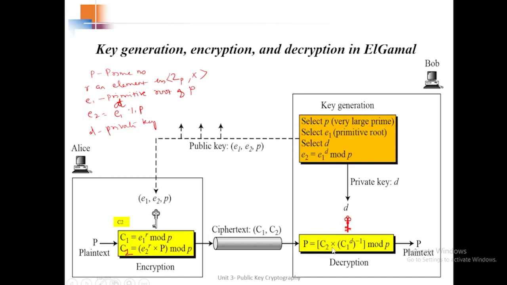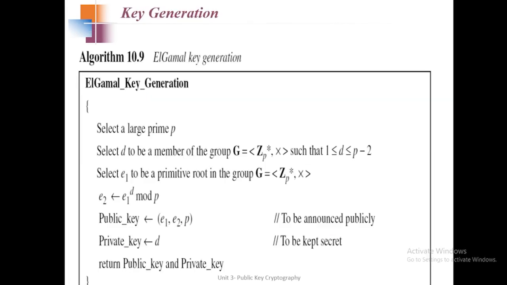Then for retrieving the plain text, we have the C1 and C2 values. These values are received from the sender side. The decryption methodology is C2 into C1 power D inverse mod P. So this is the decryption methodology. Using this formula, how are we able to retrieve the plain text? That is the question, and I will give the solution for that.